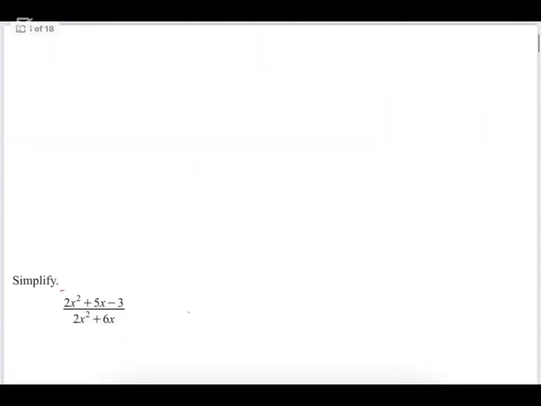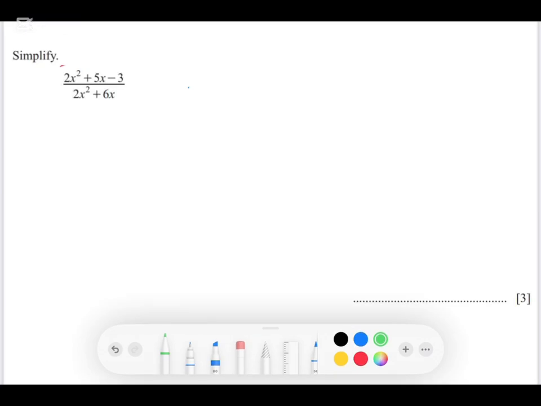Now moving towards the next question, that's a very interesting question. When these types of simplification questions related to algebra come, you can see the quadratic equation. What you need to do is first try to see if there is any common factor we can take. In the numerator we cannot take a common factor, but from the denominator we can take a common factor. You can see that in the denominator we can take 2x as common.